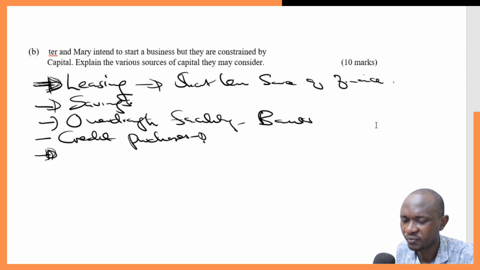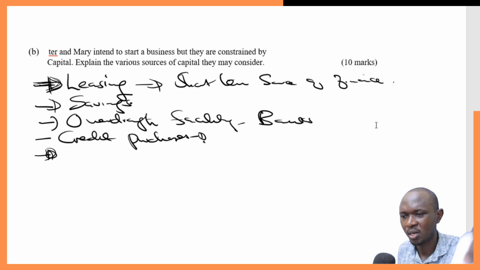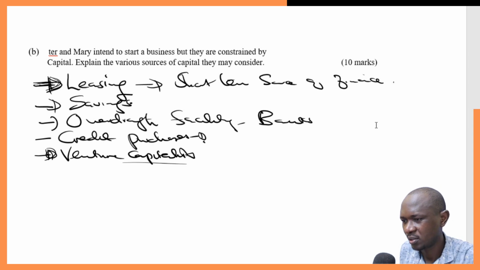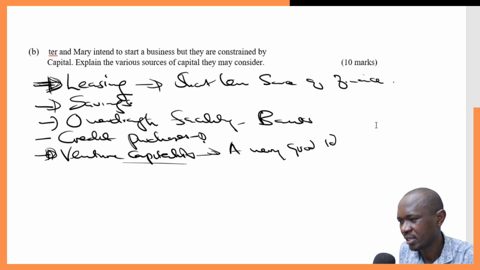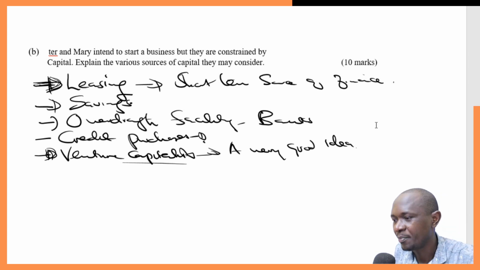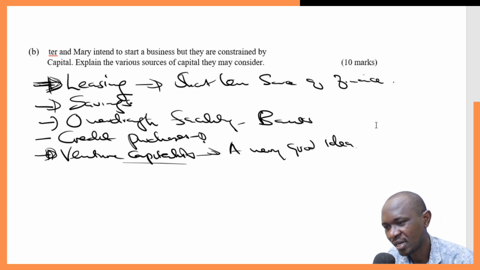The other source of finance that is available to these people are the venture capitalists. And this applies when they have a very good idea. They can sell the idea to the capitalists. People have money, and of course these people can come in, and depending on how they agree, they can pump in the monies, and later on share the profits at their agreed ratios.